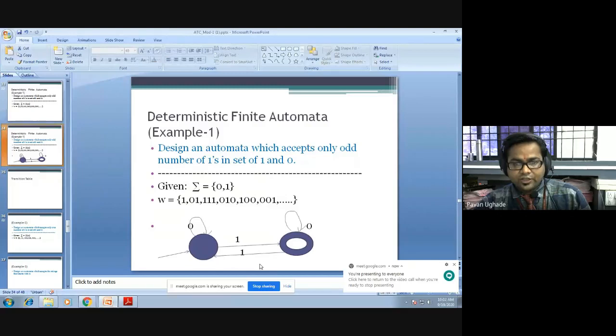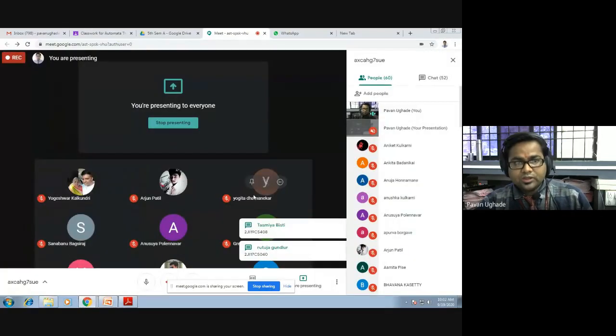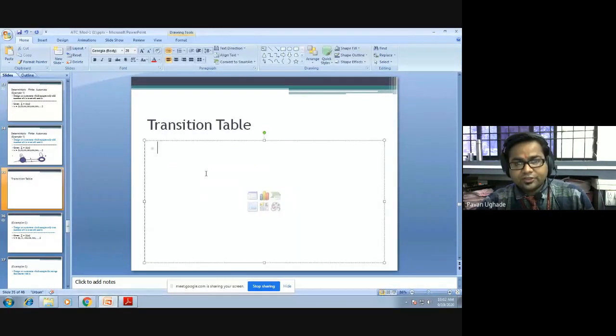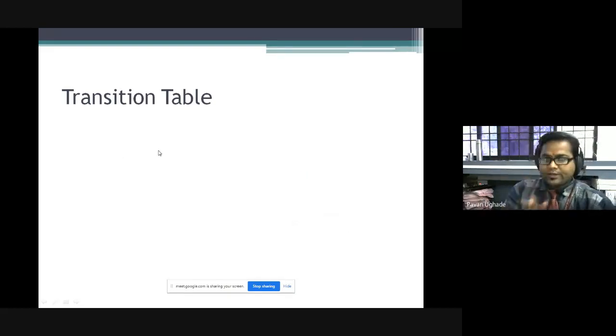It is a transition diagram which tells how a particular diagram has to be drawn, and it shows the transition or the movement from one state to another state over some of the alphabet. Okay, fine. So we'll be seeing the transition table today. It's a tabular structure, a table, which has two axes, x and y. There will be two-dimensional things.